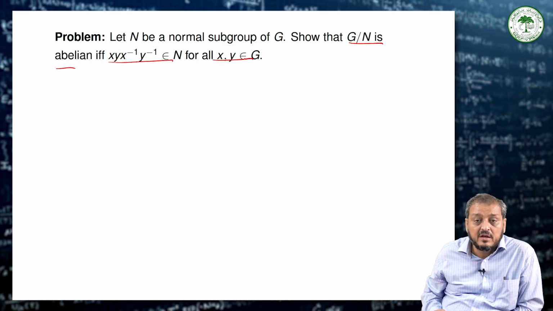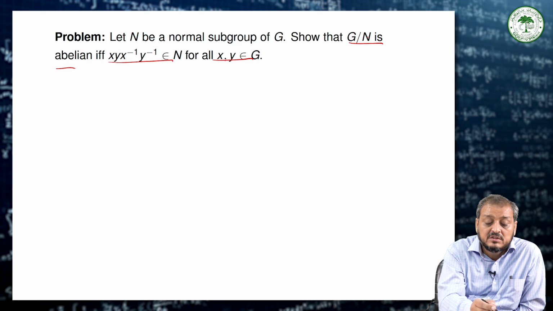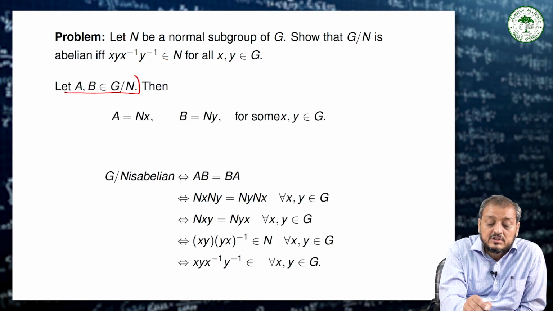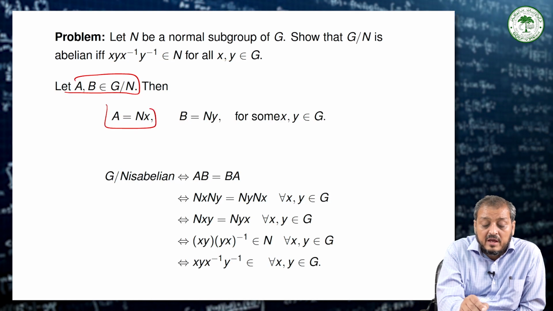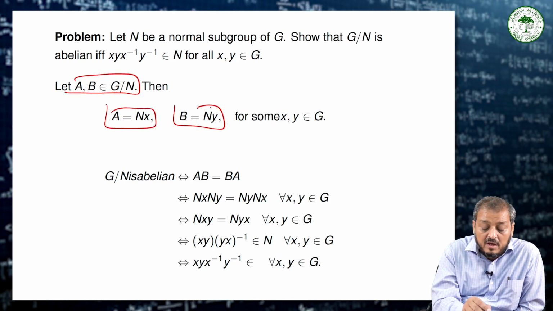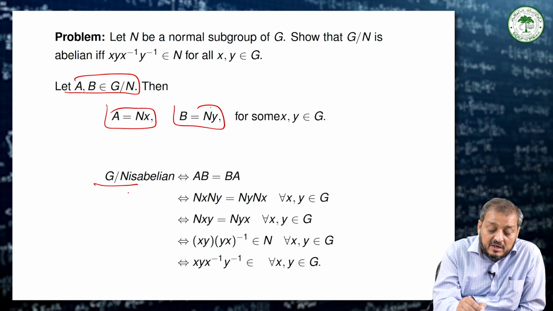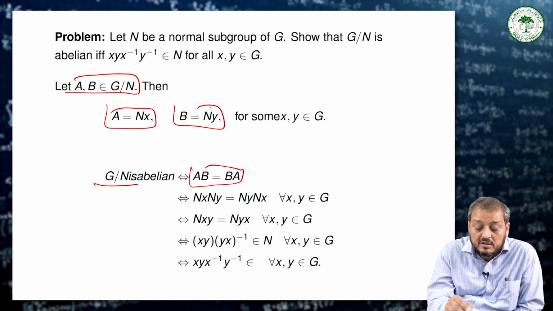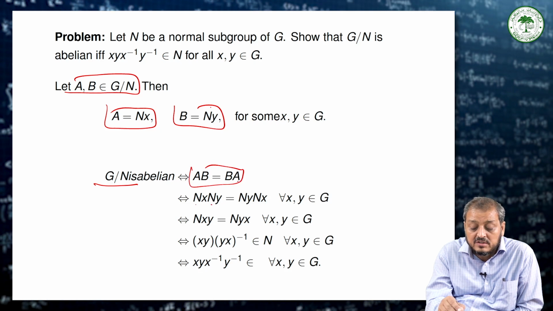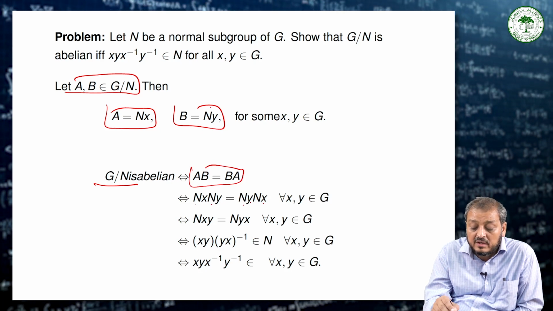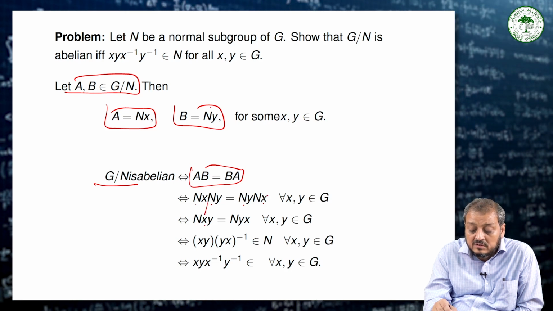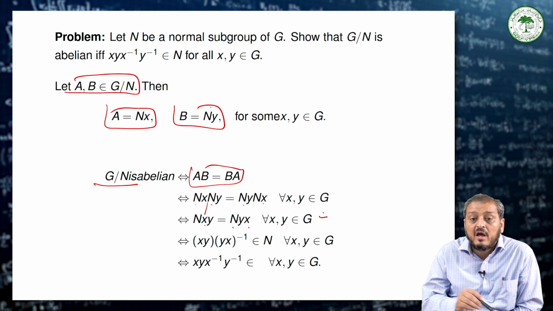So we just say that G by N is abelian. We take a very simple A, B elements of G by N. Then A can be written as Nx, B can be written as Ny. Then G by N is abelian, and this implies that AB is equal to BA, so Nx Ny is equal to Ny Nx, and then by the property this is written as Nxy is equal to Nyx for all x and y.